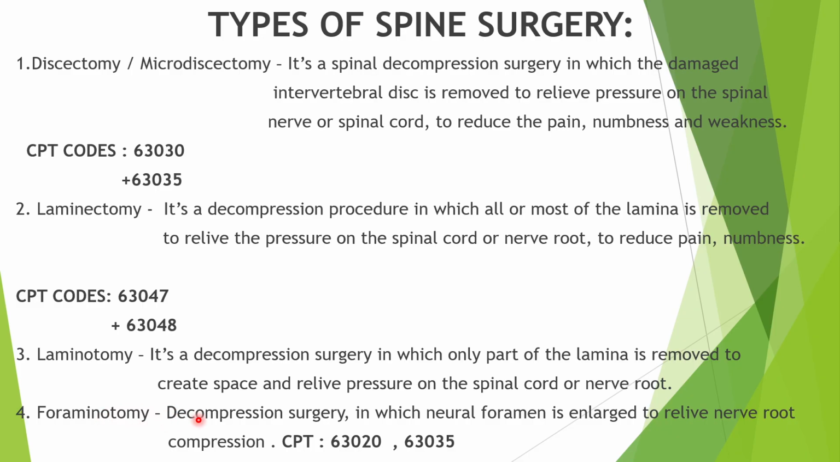Now coming to next, that is foraminotomy. Foraminotomy is a decompression surgery in which the neural foramen, the opening where the spinal nerves exit, is enlarged. It is done when the nerve is compressed because of bone spurs, arthritis, bulging of the disc, and foraminal stenosis. Here the codes are 630-20 or 630-35. These were the cervical region foraminotomy.